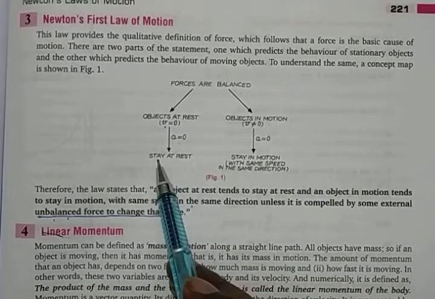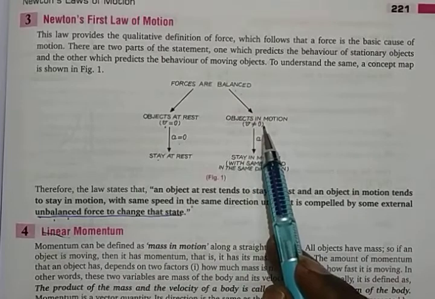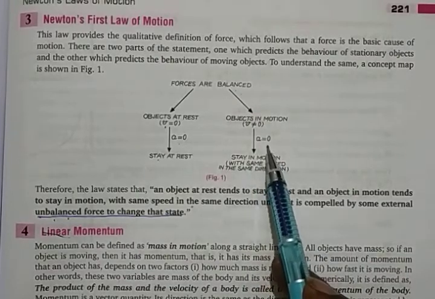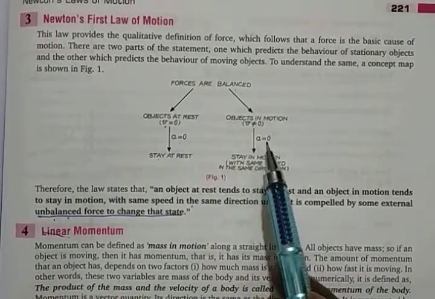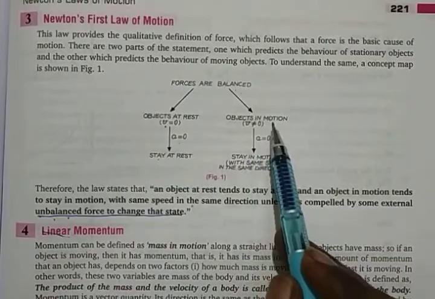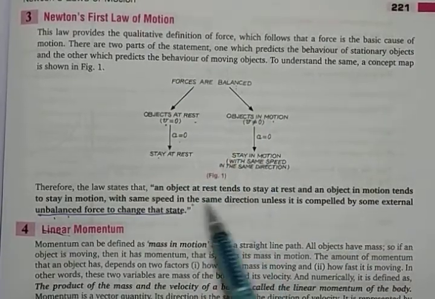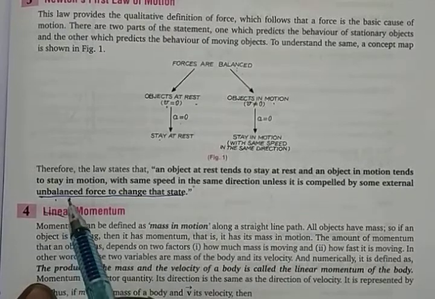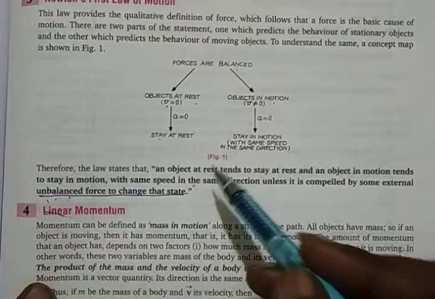Acceleration is 0, the body continues to be at rest. For a body in motion, velocity is not equal to 0, but acceleration is 0, it continues to be in the same motion. So if a body has to change its motion or change its rest, an unbalanced force is needed. Not a balanced force, you need an unbalanced force to counteract and change. This is Newton's first law.